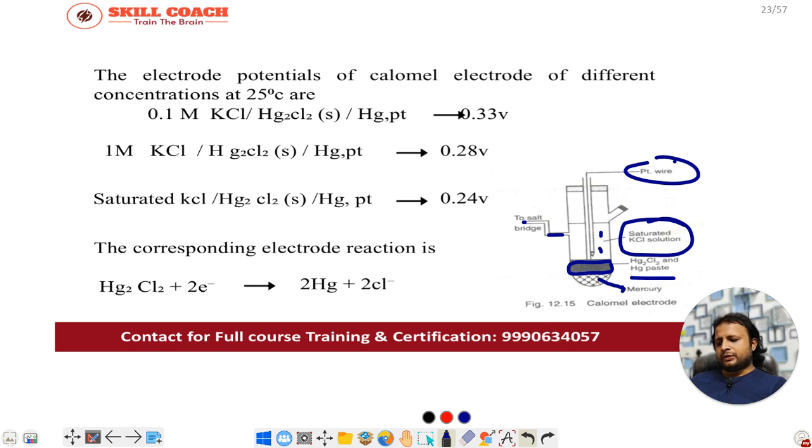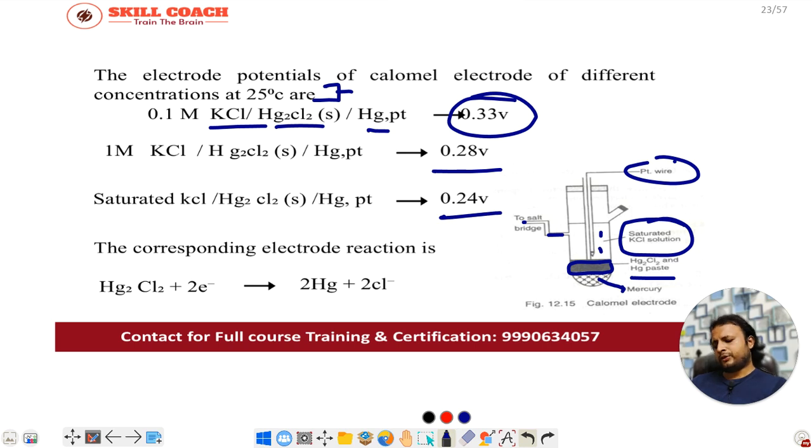So at 25, the concentration is what? If we increase the temperature, the concentration will decrease because of the movement of ions and molecules. So 1 M KCl Hg2Cl2 is what? It is at 0.33 volt, and it is 0.25 volt, and it is also 0.24 volt.